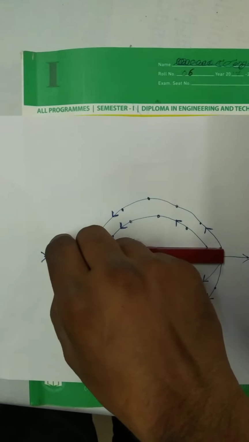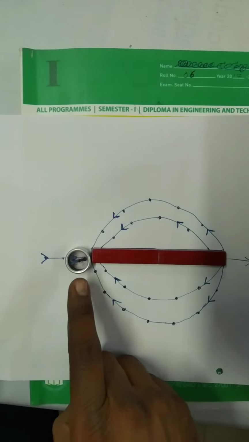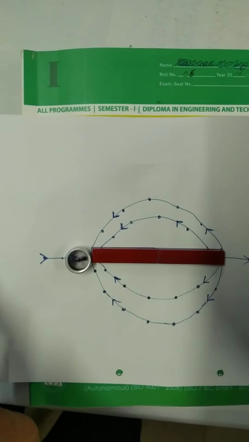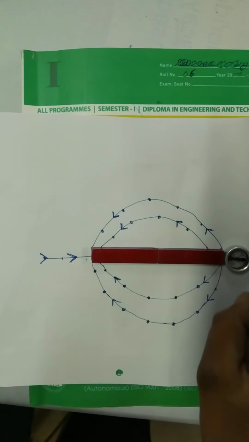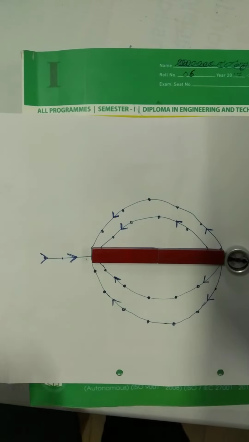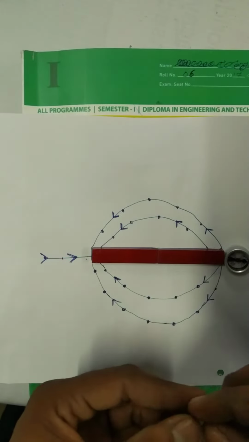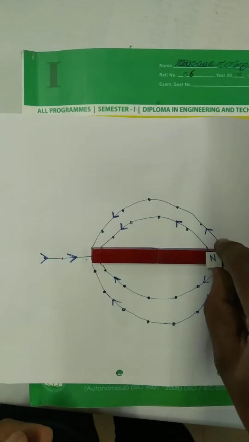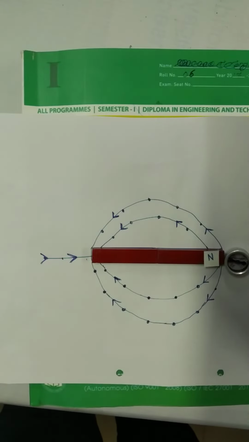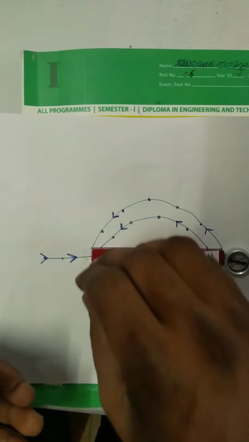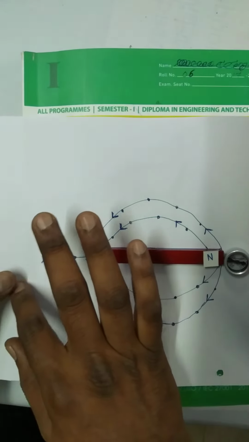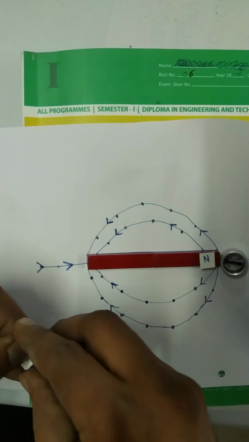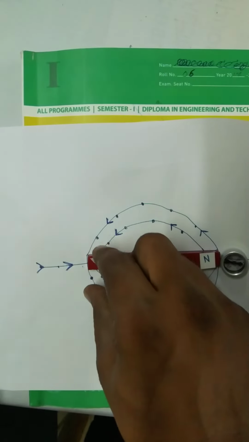Okay, friends. Let's see here. The direction changes. Means it is towards the magnet, and it is away from the magnet. Therefore, this pole is the north pole and this pole is the south pole of the magnet.